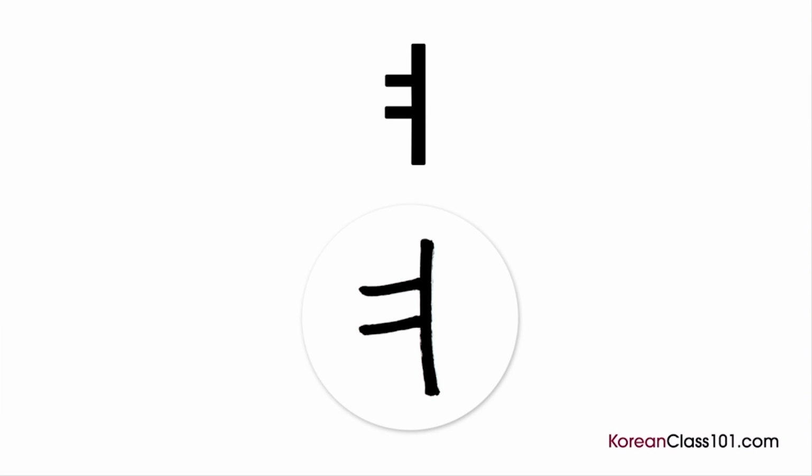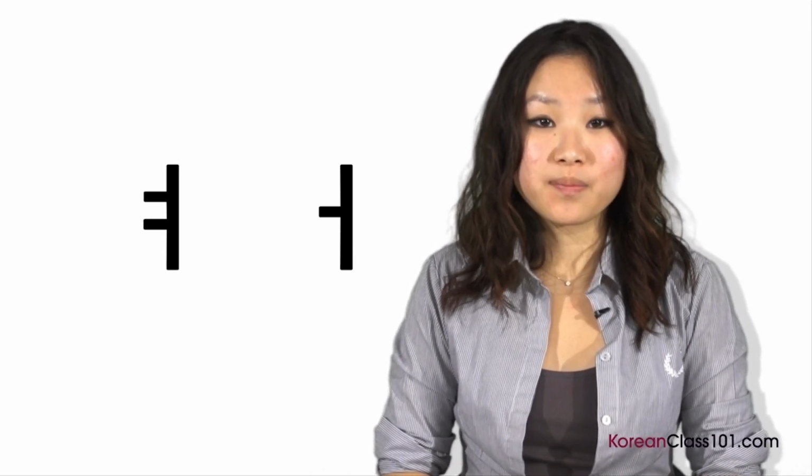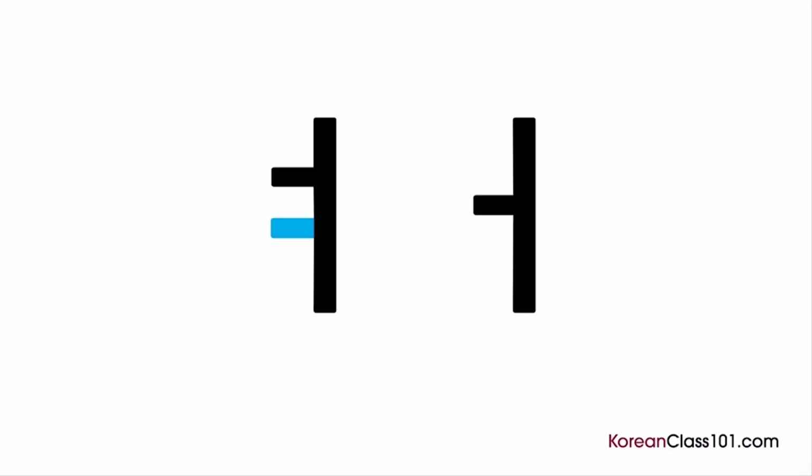Listen carefully to the pronunciation. 여. This sound has a lot in common with the last character's sound, doesn't it? The only difference is the Y sound in ya. The second short stroke will add a Y sound. You will see this pattern pop up again in the next character.